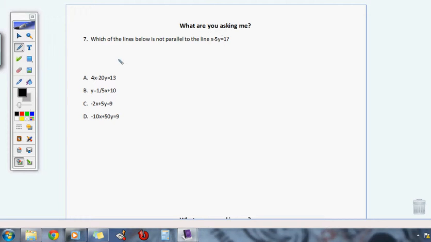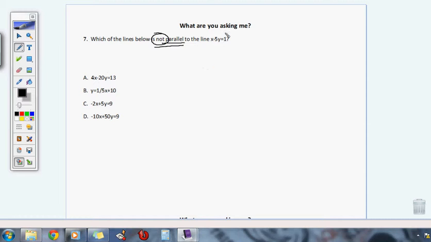This is a problem that could be confusing to you, but if you take the time to do it and you know a couple of basic skills, then you should be able to answer this no problem. Which of the lines below is not parallel? Not parallel. Pick up on those words, to this line. Well, here's the deal.